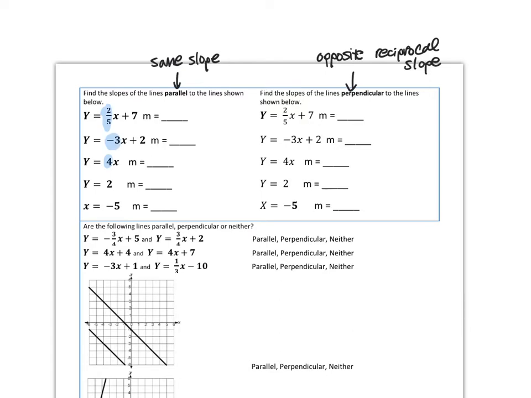I've highlighted the slopes for all of my lines on the left. Since parallel lines have the same slope, I know that my first line has a slope of 2/5, my next has a slope of -3, and the next line has a slope of 4. Well, what about the next one? It says y equals 2.